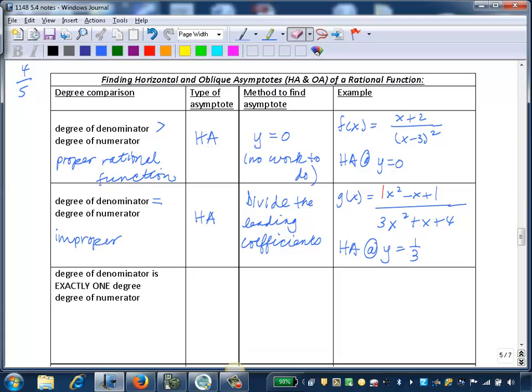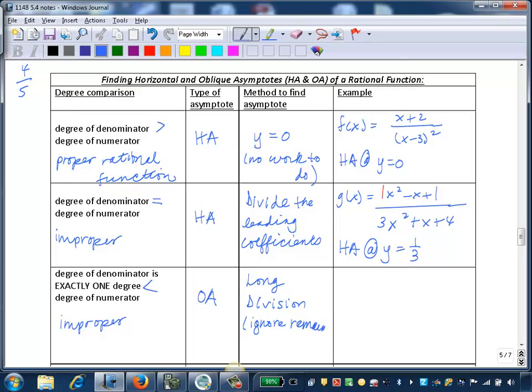Now, if the degree of the denominator is exactly 1 degree less than the degree of the numerator, this is also an improper rational function. We're going to have an oblique asymptote. In order to determine an oblique asymptote, we have to perform long division. And just note, when you perform the long division, we ignore any remainder. All we care about is the quotient.